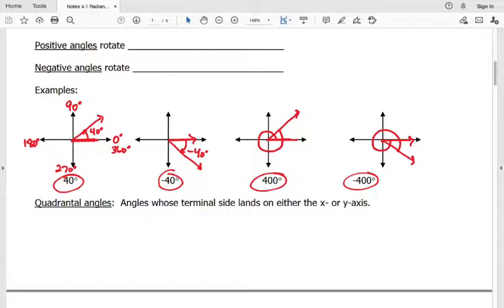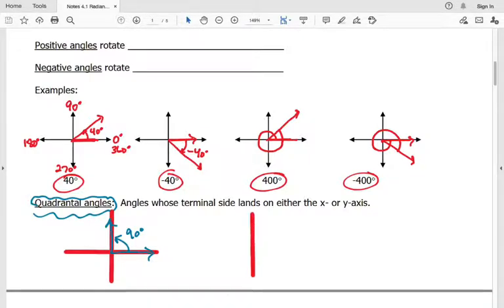All right, another word we need to know is quadrantal. So a quadrantal is an angle that lies on either the x or the y-axis. So if we have a coordinate plane like this, and we have our initial side right here, this would represent a quadrantal because its terminal side and its initial side lie on either the x or the y-axis. So this 90-degree angle right here would be a quadrantal.